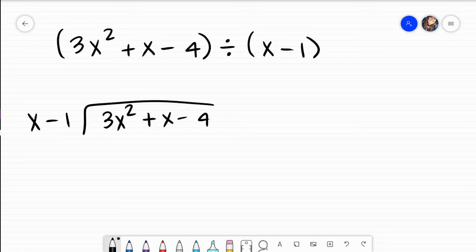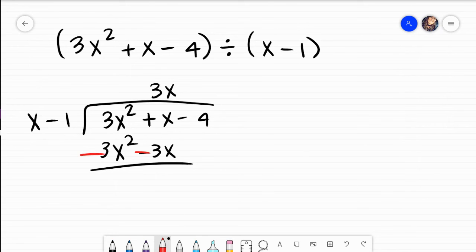So what you do is you take the first term of your dividend and divide it by the first term of your divisor. 3 divided by 1 would be 3. x squared divided by x gives you x. That means I know my variable of my quotient is x, which means it needs to go here. This is so that your like terms are lined up. Now what we do is the multiplication. 3x times x is 3x squared. 3x times 1 is a negative 3x. Draw your line, change your signs.